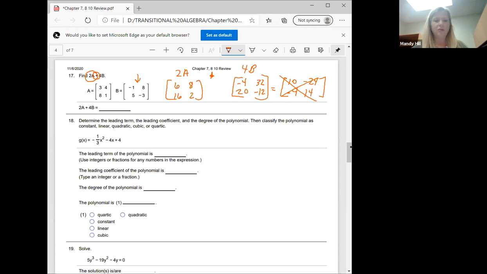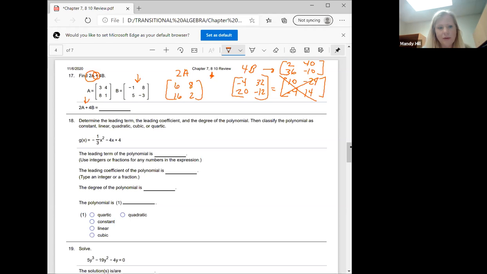Sorry about that. So, 6 plus negative 4 is going to be 2. 8 and 32 is going to be 40. And 16 and 20 is 36. 2 and negative 12 is going to be negative 10. Okay, so this is going to be your answer. If we were to subtract them, we would have got what I got there, but I didn't read that.